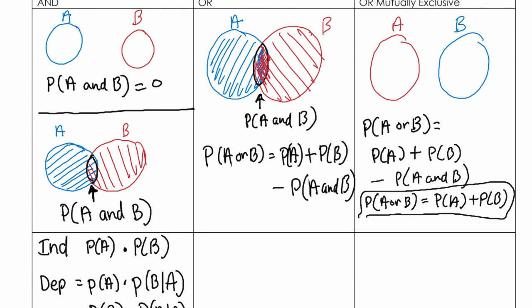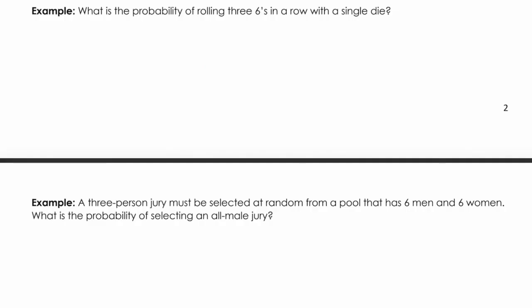So you can just add the probability of the two events if the events are mutually exclusive, meaning it's impossible for them to happen at the same time. Okay, so let's walk through some examples now.